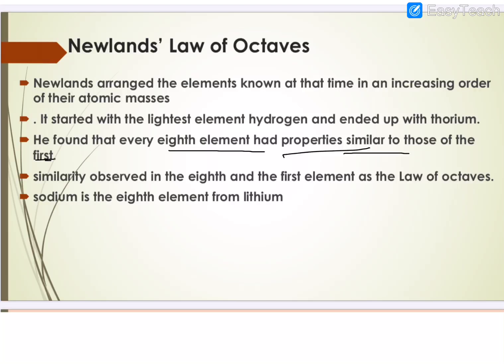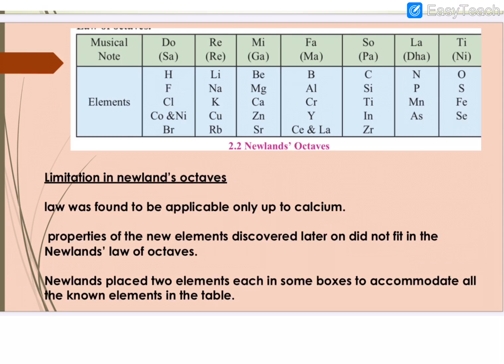So we can see an example. In this table you can see that sodium is the eighth element after lithium. You can count 1, 2, 3, 4, 5, 6, 7, 8. So sodium is the eighth element after lithium, and they have similar properties. Also magnesium has similar properties to beryllium.